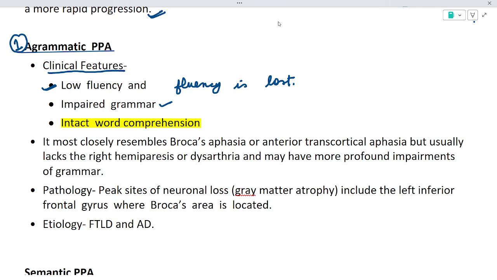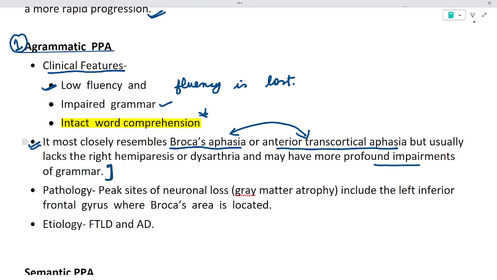This is the point to be remembered. The word comprehension is intact. It most closely resembles Broca's aphasia or anterior transcortical aphasia. We must remember that Broca's is like anterior transcortical only, but right hemiparesis or dysarthria is not there, and it may have profound impairments of grammar.